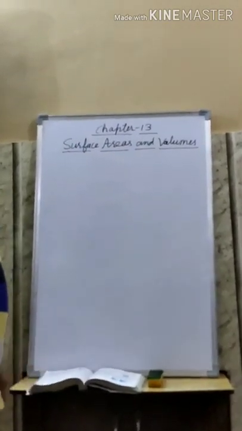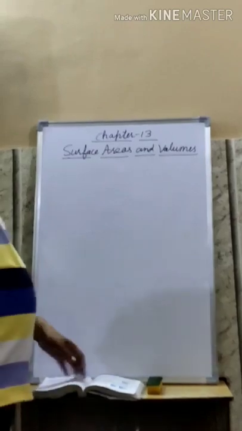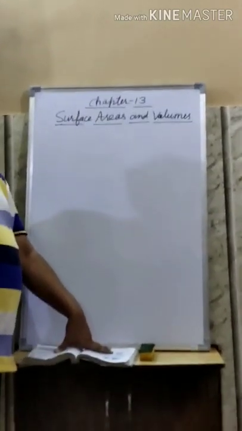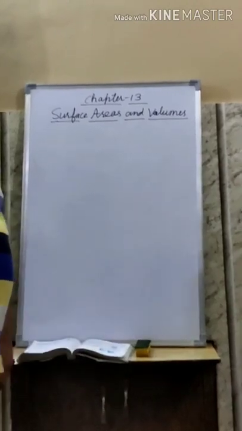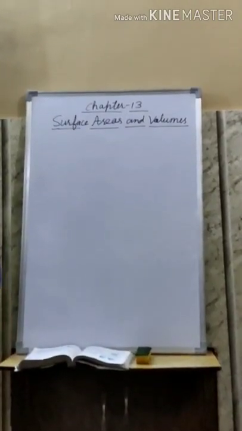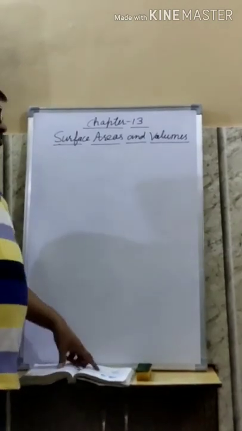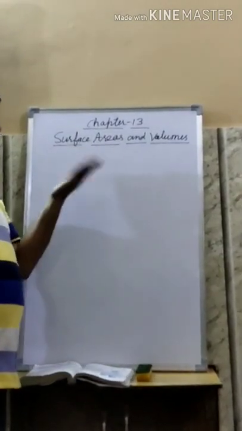Chapter name is surface areas and volumes. So my students, in 9th class also we have done this chapter, surface area and volumes, but in 10th class we'll do this chapter deeply. Concepts will start deeply.